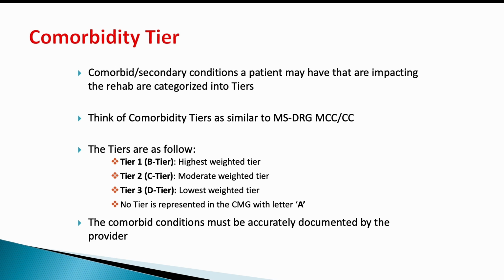Tier 1, B tier, highest weighted tier. Tier 2, C tier, moderate weighted tier. Tier 3, D tier, lowest weighted tier. No tier is represented in the CMG with letter A. The comorbid conditions must be accurately documented by the provider.